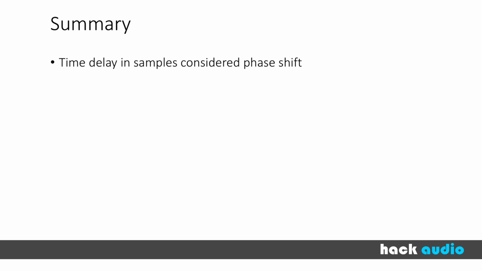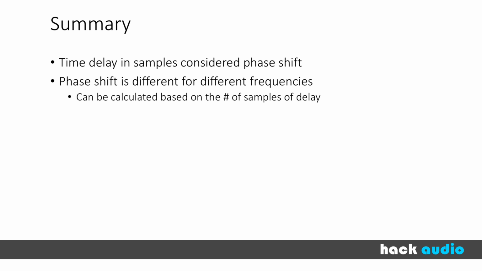When we start to think about trying to create spectral effects, just to summarize what we've seen so far, a time delay can be thought of in different units, including samples, or we could also describe it in terms of its phase shift relative to the length of a cycle. This phase shift is going to be different for different frequencies. Call it a frequency-dependent phase shift. We can calculate this actually based on the number of samples of delay. If we know the frequency, then what we need to do is convert it over to some shift in terms of degrees or radians per 1 sample of delay.